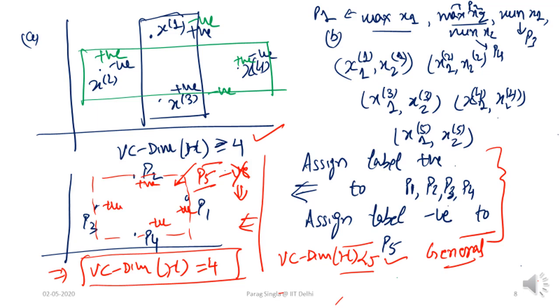But we have made that argument on the previous slide, that the VC dimension of this particular hypothesis class is at least 4, because this set of 4 points can be shattered.